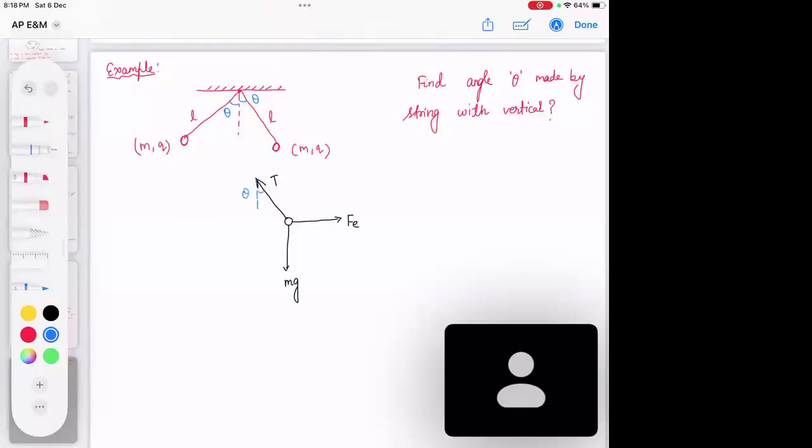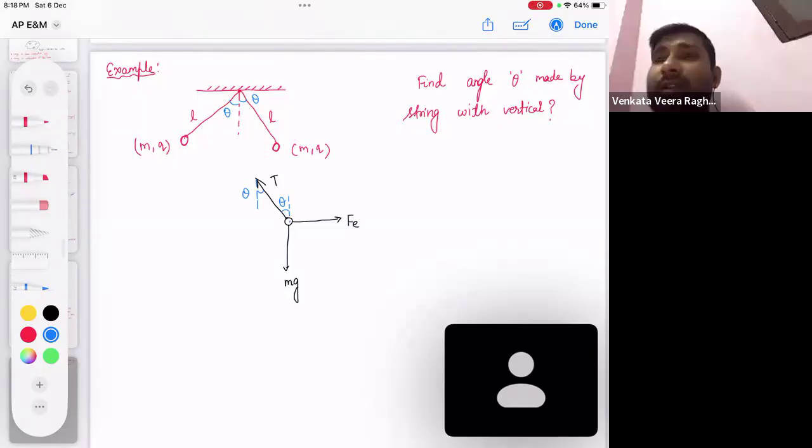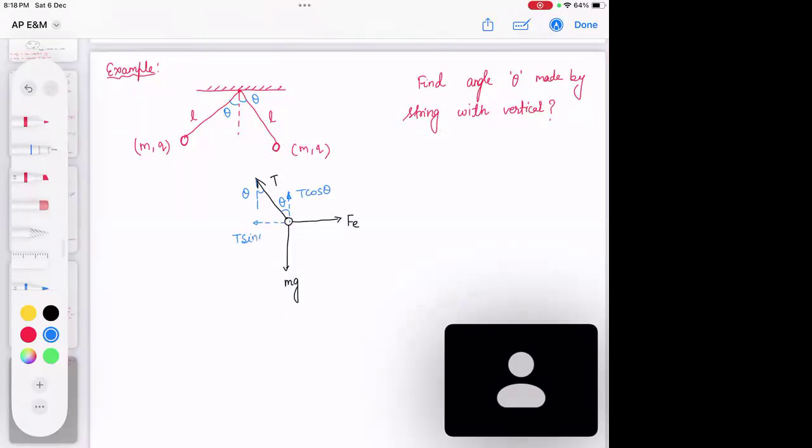It is in equilibrium. So that means, see, components of vectors are now being used, isn't it? The component of a vector. Yes, sir. So if we take the components, can I say that this component is going to be T cos theta, and this component is going to be T sine theta?